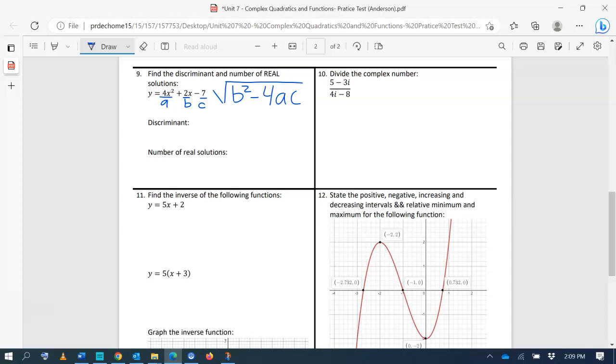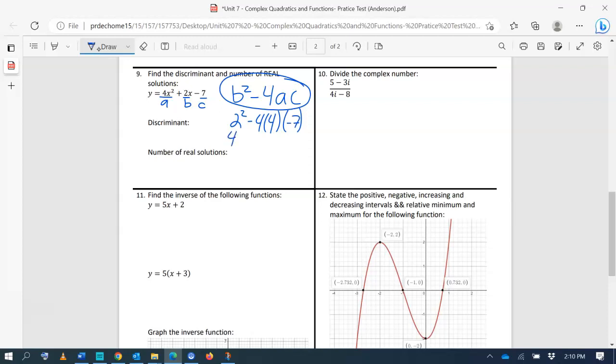So our b is 2. So we get 2 squared. And we actually don't even need the square root parts. It's just this. All you need is this. So we get 2 squared minus 4 times our a, which is also a 4. This one's positive. And our c is negative 7.